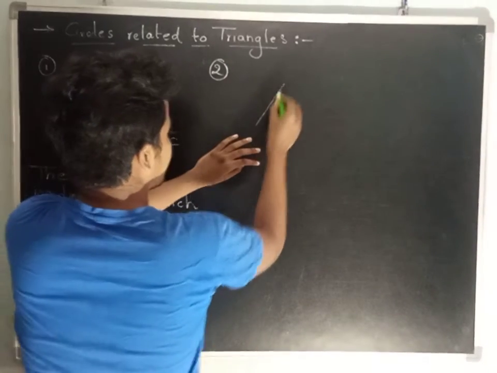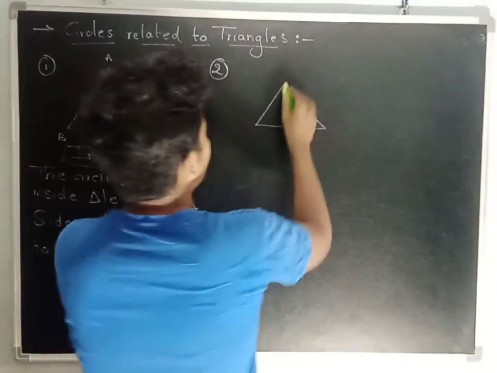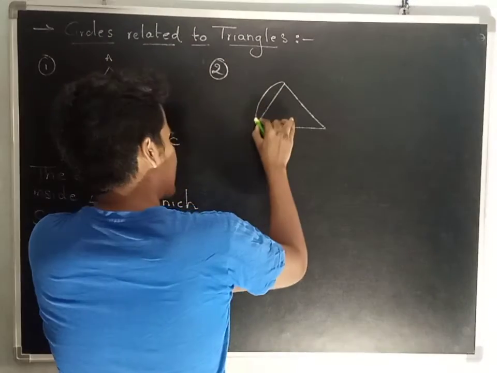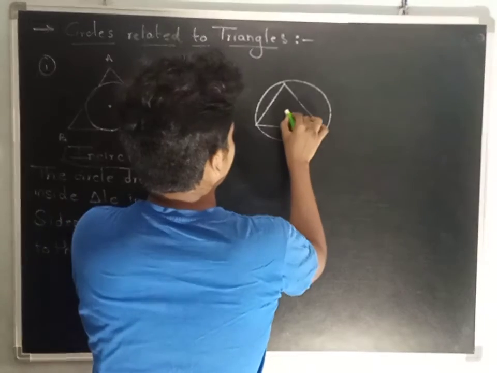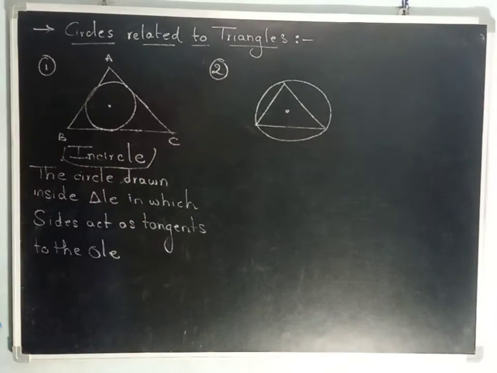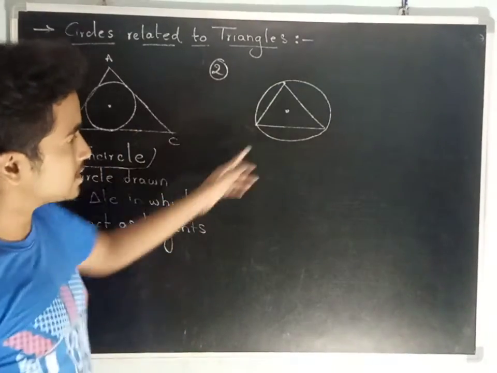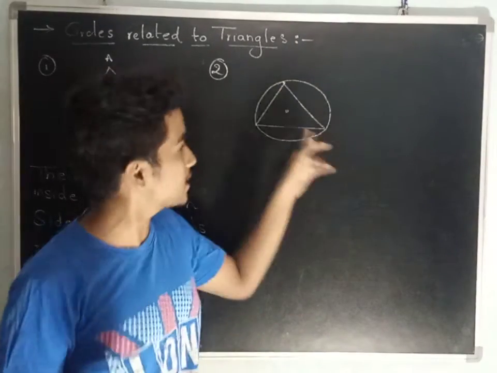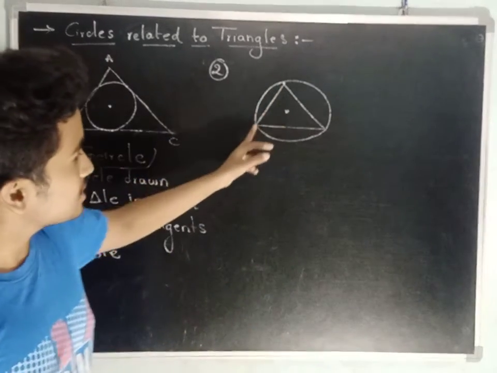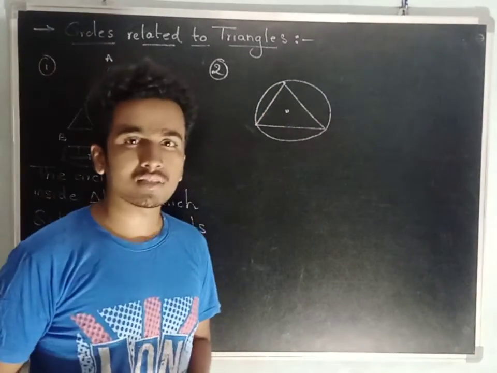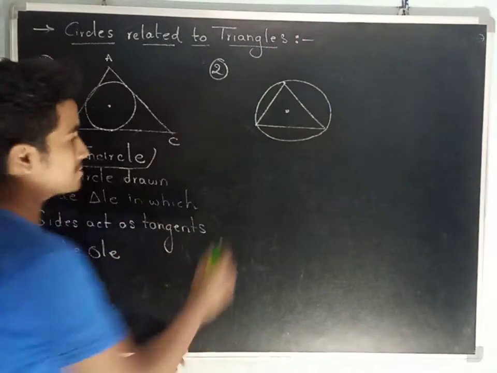And the second type is, let me consider any triangle. There can be a circle drawn which lies outside the triangle. Here we can see that this is the circle which is passing through the three vertices of the triangle, right? And the sides of the triangle act like chords, right? Such this type of circle is called a circumcircle.